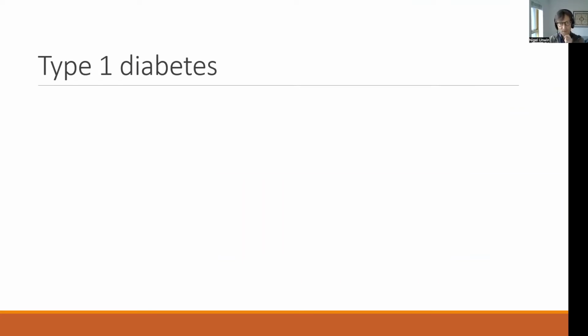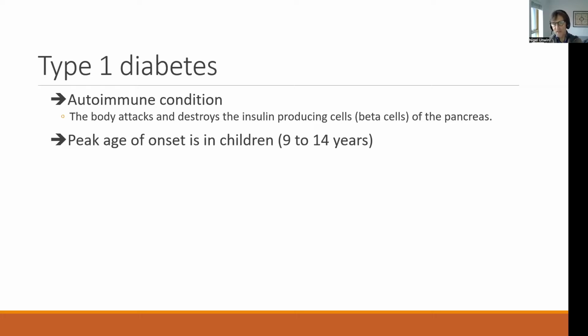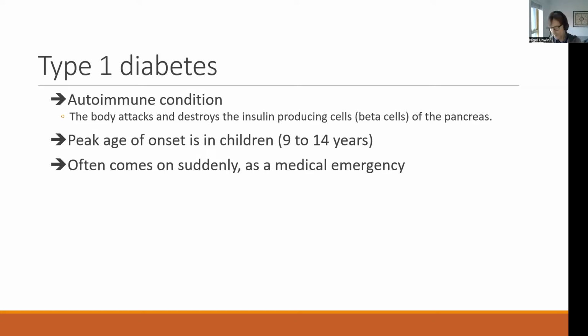So let's just say a little bit more now about type 1, kind of recapping on what was in the video. As the video said, it's an autoimmune condition. So what that means is a condition where the body is attacking itself and the body is producing antibodies to the insulin-producing cells and damaging those. It's not entirely clear why this happens. So there's been lots and lots of research trying to understand this better, and I'll mention a bit about that on the last bullet point. Peak age of onset is in children, as was mentioned. So typically occurs under the age of 40, often, as was mentioned, comes on suddenly as a medical emergency.